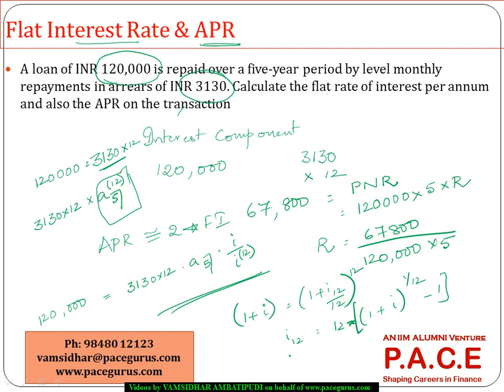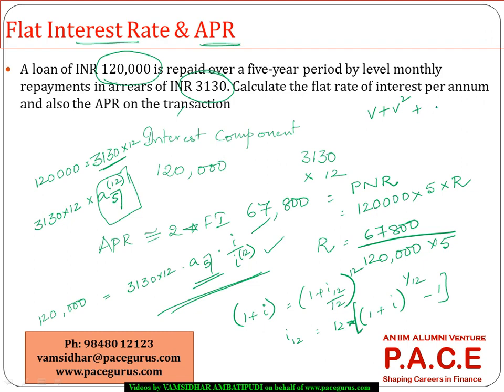So this will be my I12. I'll find out my I12, based on whatever I am taking, I'll get an approximate I12. A5 I can get from the actuarial tables, or probably I can take A5 because I don't know I here.